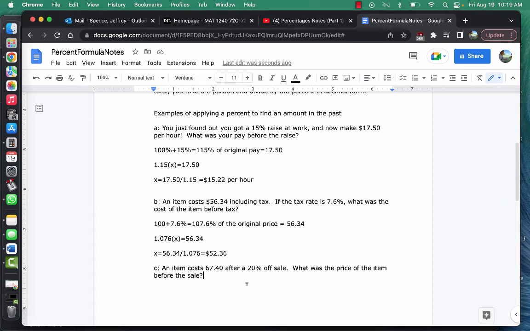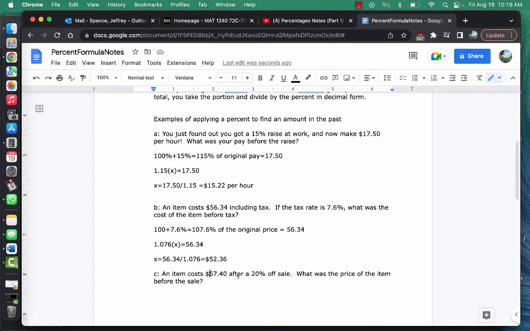Okay, let me write the third example here. Okay, and here's our last example. We have an item that costs $67.40 after a 20% off sale. What was the price of the item before the sale? So all these problems have this similar theme where there's a percent increase or decrease, and we know the result, but we need to find the price or the value before this percent increase or decrease. That's the theme.